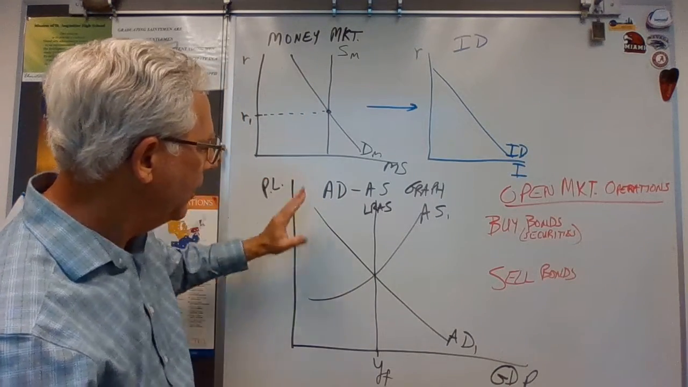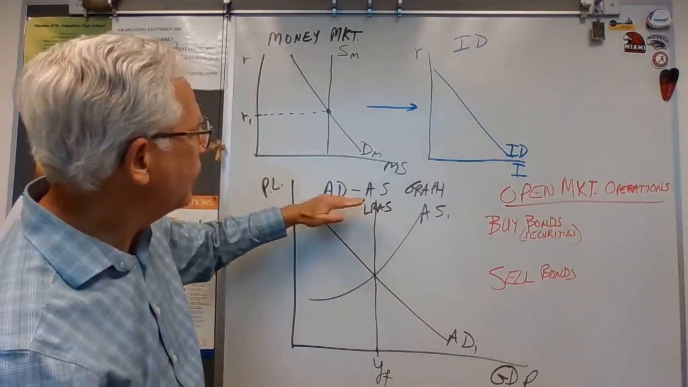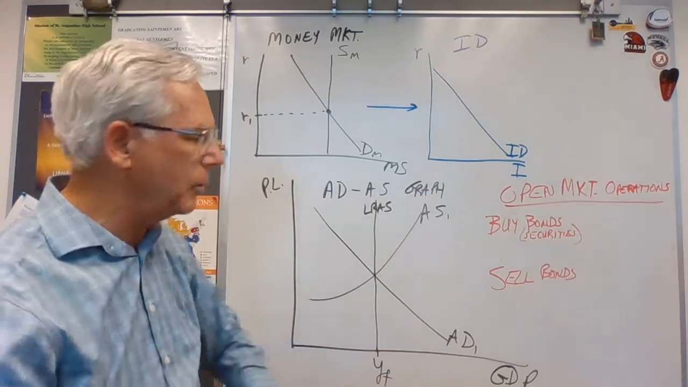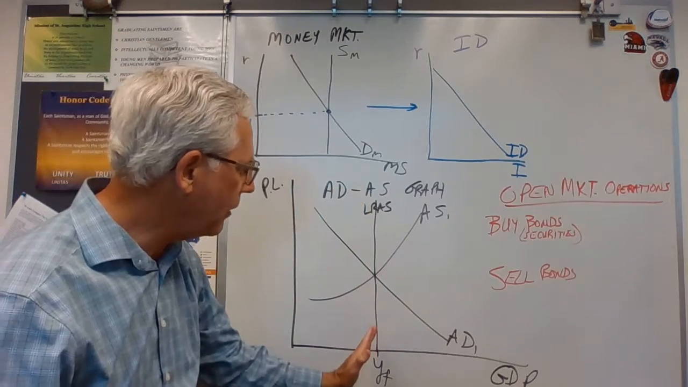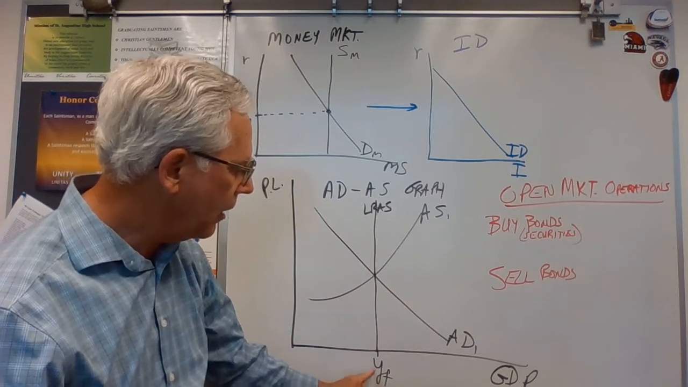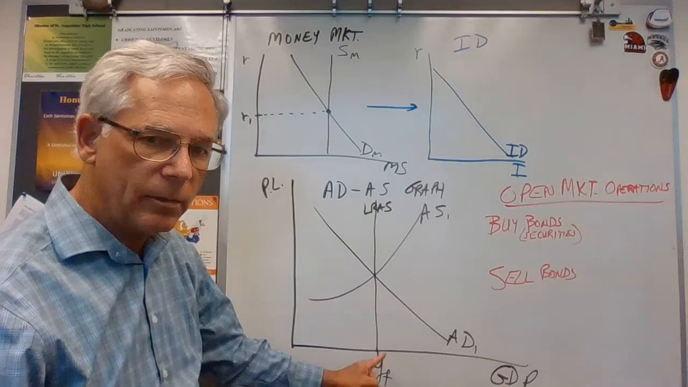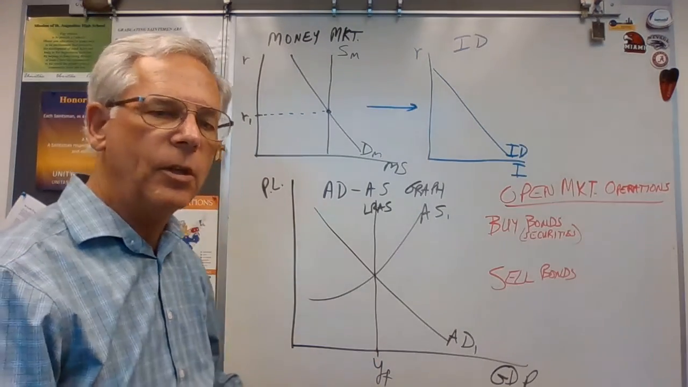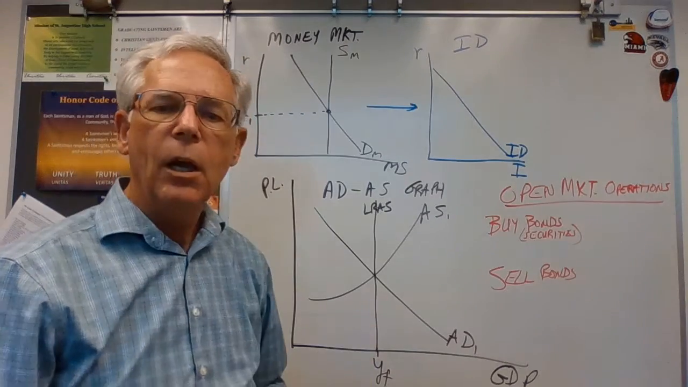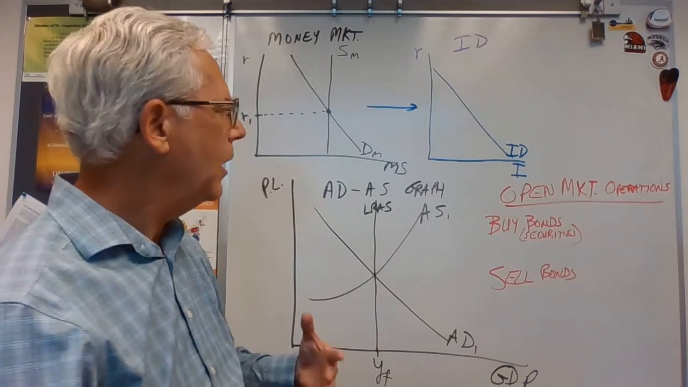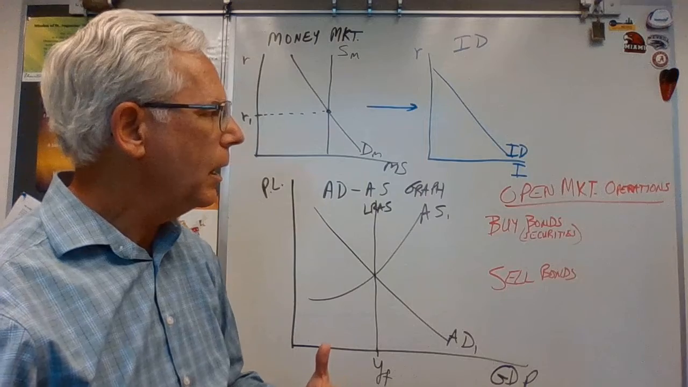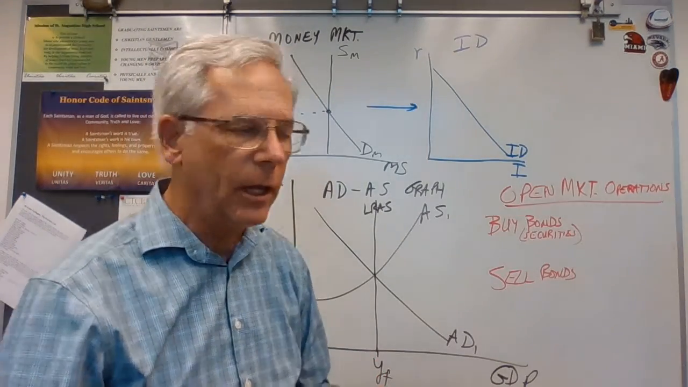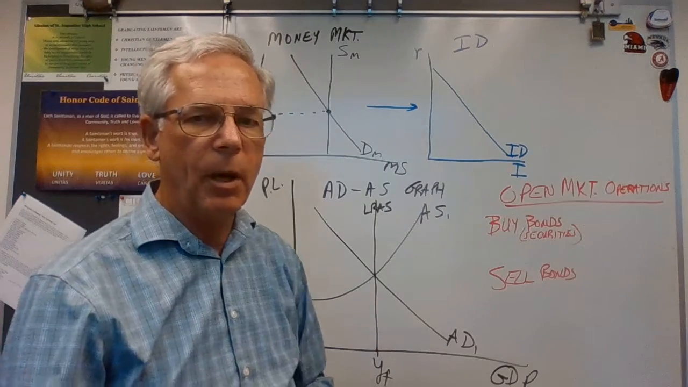The price level and the GDP. This is the ADAS graph that we learned about when we were studying fiscal policy. The long run aggregate supply curve at full employment output, Y sub F, full employment output in the economy. You can just barely see it there at the bottom of the screen. So what does expansionary open market operations look like? What is expansionary monetary policy?